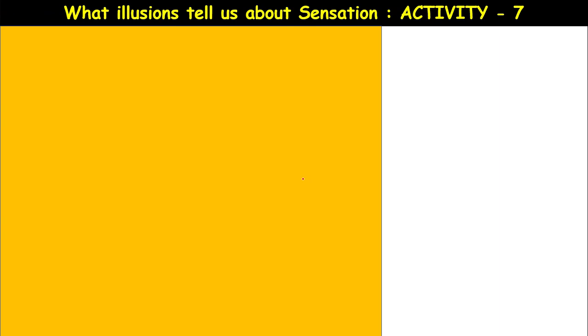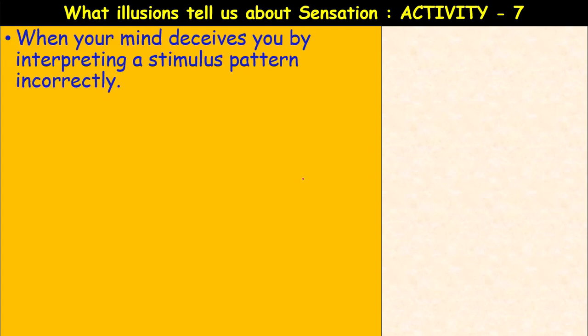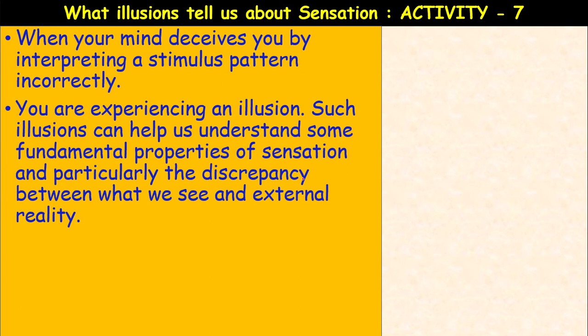So, what do illusions tell us about sensation? They are called optical illusions. When your mind deceives you by interpreting a stimulus pattern incorrectly, it is called an illusion. When you are experiencing an illusion, your mind deceives you by interpreting a stimulus pattern incorrectly.